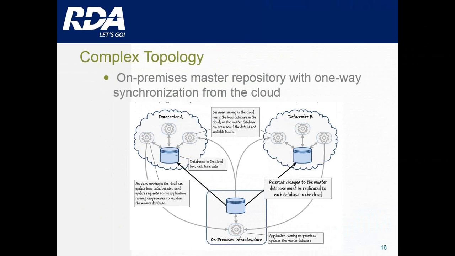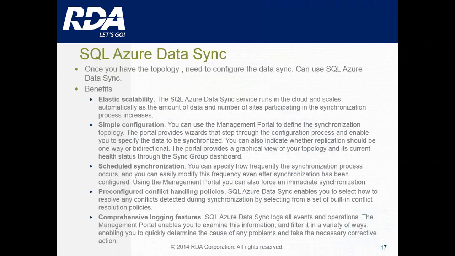So when we're talking about all of these different types of data centers and keeping data in sync, what are some of the options one may have? That's where SQL Azure Data Sync is something that's really useful. It has many benefits. It provides elastic scalability, which basically means that the SQL Azure service runs in the cloud and it scales automatically as the amount of data and the number of sites participating in the synchronization process increase.